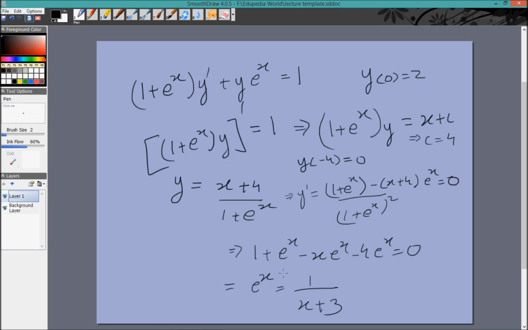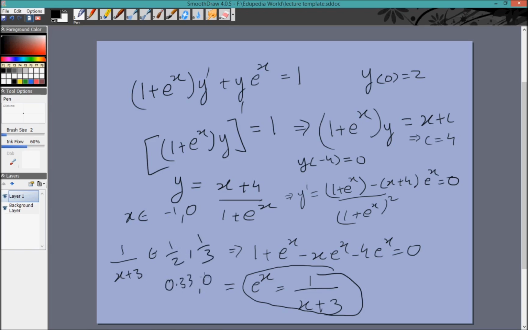Right, wait a second, have I made a mistake there? 1 plus e to the power x, so 1 minus 3 e to the power x, yeah, it's fine. So e to the power x is 1 by x plus 3. Right, now we need critical points within the range of minus 1 to 0. So if x is between minus 1 to 0, then 1 by x plus 3 is between, for minus 1 it will be 1 by 2 and for 0 it will be 1 by 3. Right, that is 0.33 to 0.5.